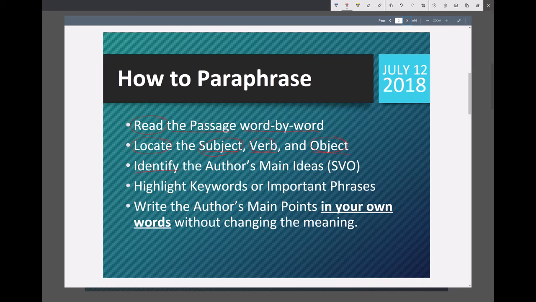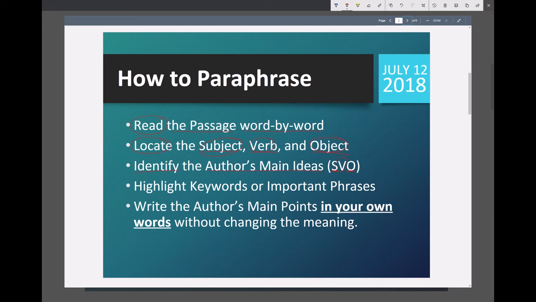Having located the subject, verb, and or object in the sentence that you're paraphrasing, it is also important to identify what the author's main idea is. Usually you start with the verb, that somebody wants to do something, and you figure out who is doing it and if they're doing it to something or someone. This helps you understand the author's main point and what they're trying to say.